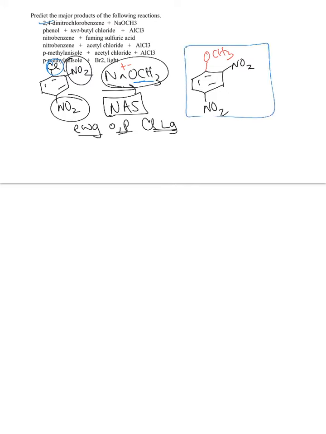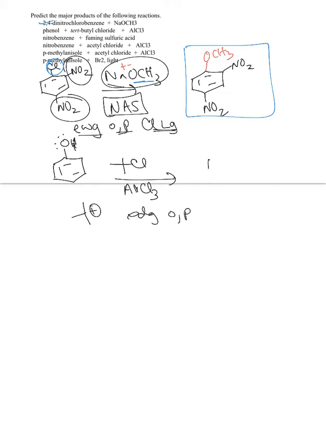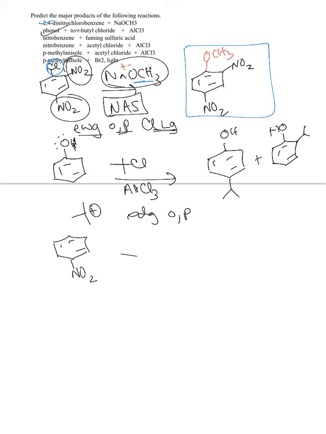Now the next one we have is a phenol. So there's your phenol, and you've got tert-butyl chloride and aluminum trichloride. So you can go ahead and make your tert-butyl carbocation. You recognize your phenol is an electron donating group, or it's a para director. And so I'm going to draw this product like this. That's the para. And I'm going to go ahead and draw the ortho as well. Okay, the next one is nitrobenzene. There's nitrobenzene and fuming sulfuric acid, SO3, H2SO4. I recognize that nitro is an electron withdrawing group and it's a meta director. So I will just draw my SO3H on the meta position.